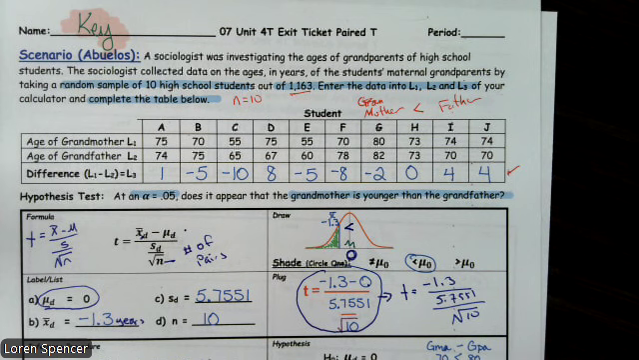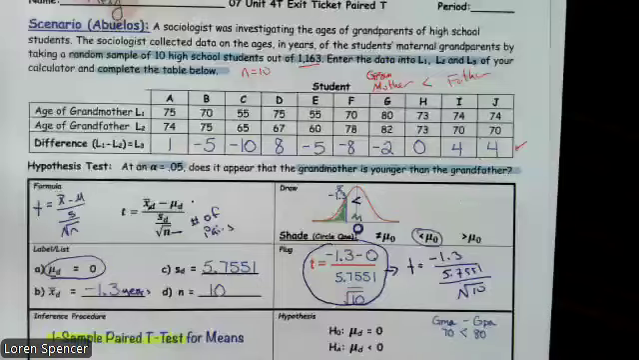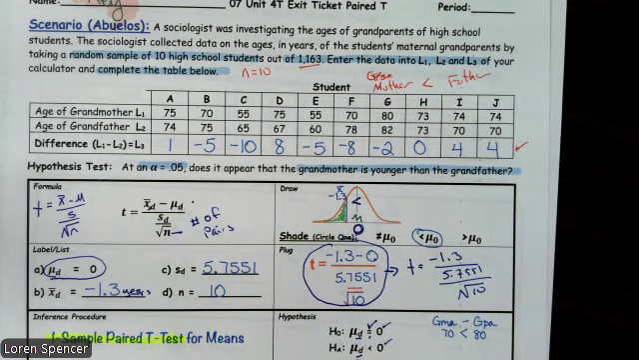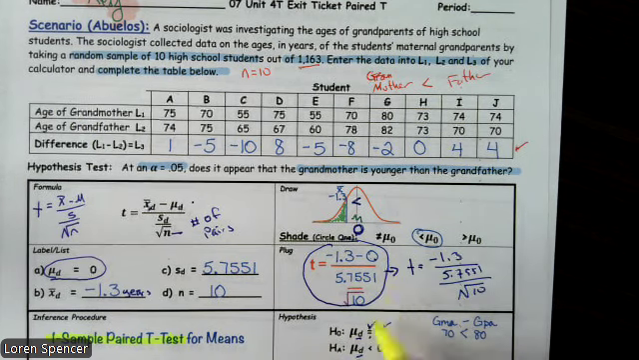And so mu D is less than zero. Please remember, this will always be zero. You need to include the D's. And for any hypothesis test in this course, the H0 will always be equal. So the one thing that changes from test to test is this inequality right there, whether it's a less than, greater than, or not equal to. And you'll need to read the problem to get that.